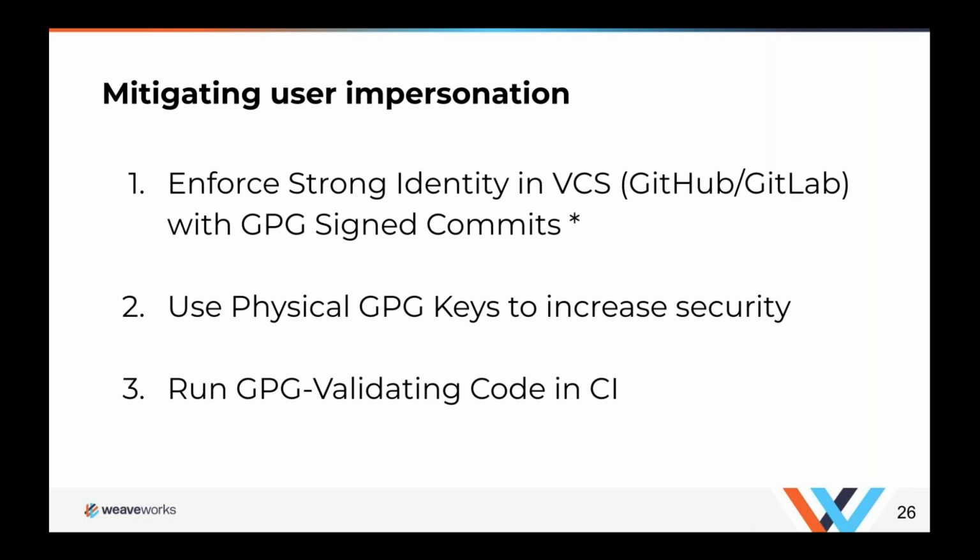So that's a very strong guarantee that the person who has that key made that commit and signed it. Once you've done that, you really want to be checking those signatures if you have signatures. So now you run the code in your CI pipeline, in your tools. You can do things like run an admission controller that will double check that the signatures are correct. So now you have really strong identity guarantees, with attribution very strongly enforced.